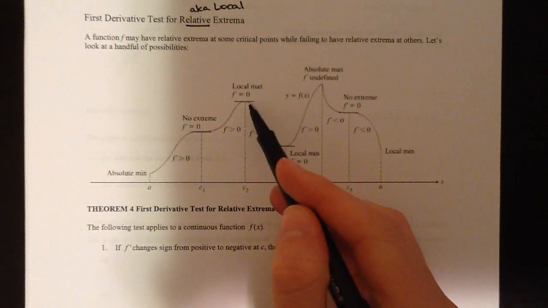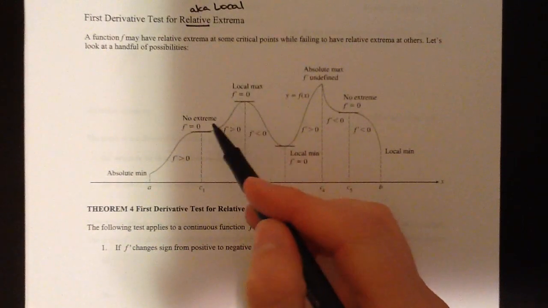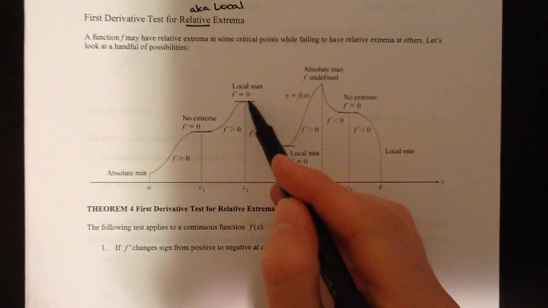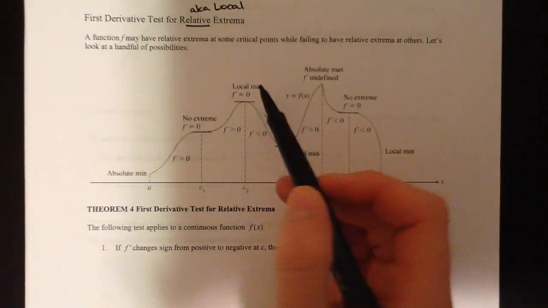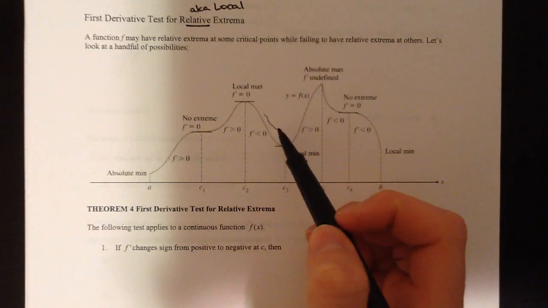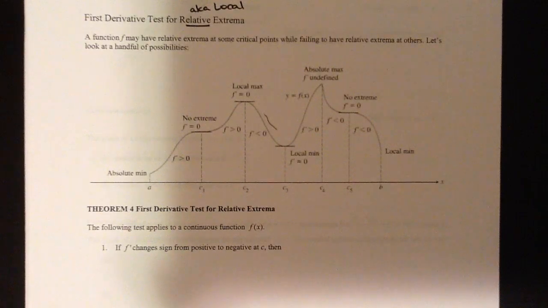Move to this point at C1. Here I've got another critical point because my derivative is equal to 0. To the left, my derivative is positive, which means my function is increasing. To the right, my derivative was negative, which means my function was decreasing. And so this turned out to be a local max. So my derivative went from positive to negative, which means my function was increasing, then decreasing, and that turned out to be a local max. Not the absolute max, because there are other values around it that are bigger, but it's the biggest one in its general vicinity, which is what makes it a local max or a relative max.